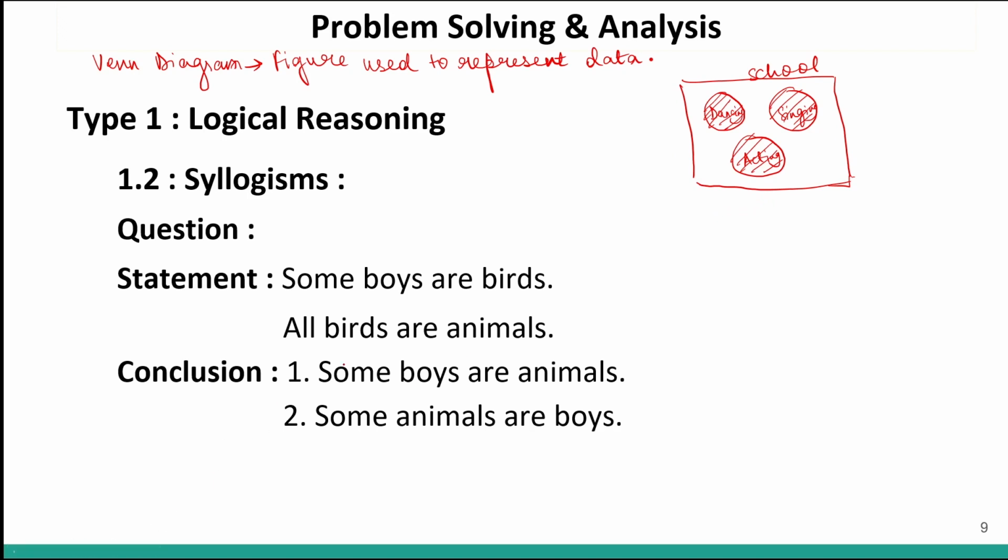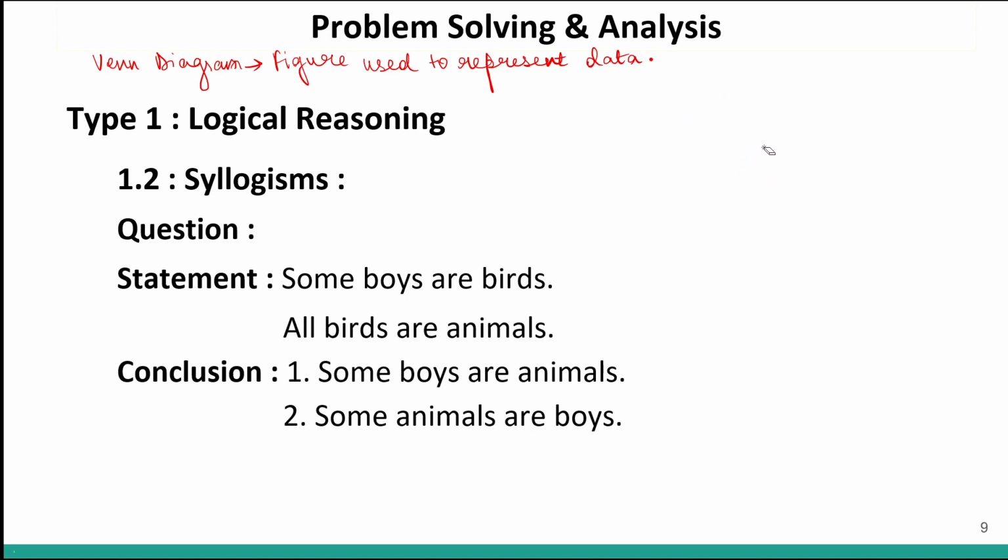Now when we talk about Venn diagrams, there are basically four possibilities. Let us understand this with an example. Let's say the first possibility is that all students in a school like dancing.